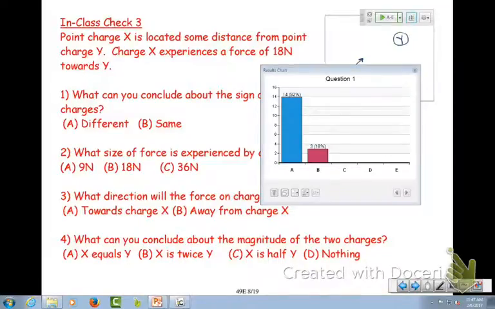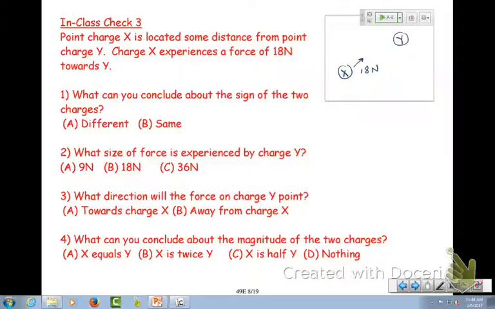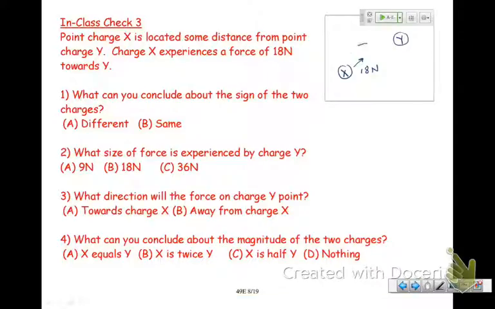So most people are saying A, and a couple of people are saying B, so let's just have a quick look at this. What can we conclude about the sign of the two charges? Well, it's an attractive force. It's pointing towards the other one, so it must be different, because opposites attract. Okay. What size of force is expected on Y?